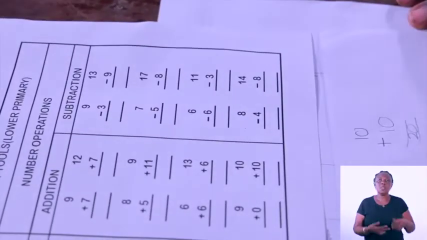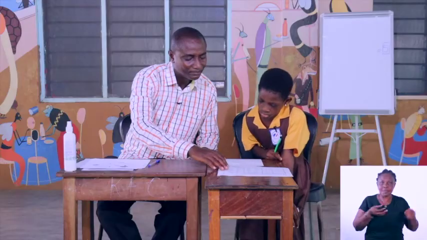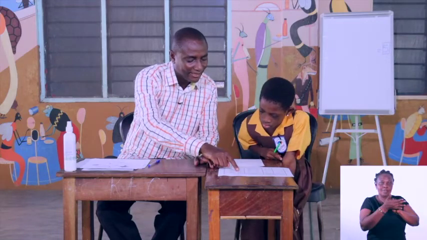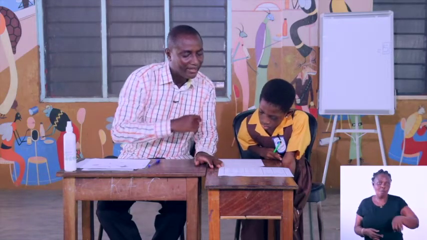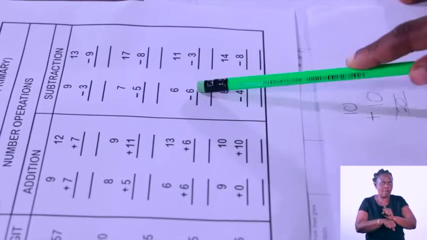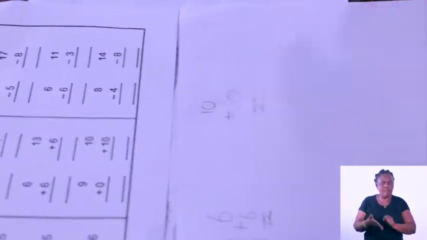Let's come to the subtraction. Select one from here and one from here and do it. Which one will you select? Okay, write it.